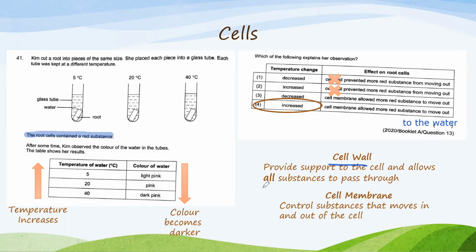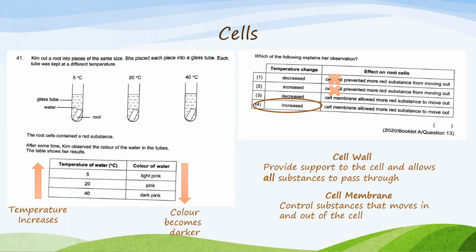The cell wall allows all substances to pass through. It is the cell membrane that acts as a barrier and it controls whether the substance can move in and out. Basically, the cell wall is the outer layer, followed by the cell membrane. All right, this is the cell wall and this is the cell membrane. So all substances can pass through the cell wall. And once it comes to the cell membrane, it is the one that decides whether you want to allow the substance to enter the cell or not. Same, the cell membrane is the one that enables substance to leave the cell or to remain inside the cell.